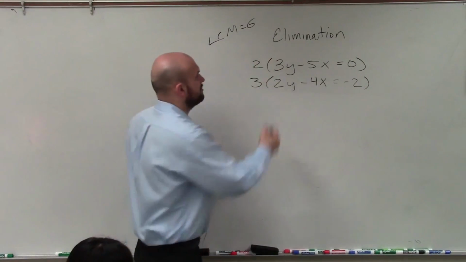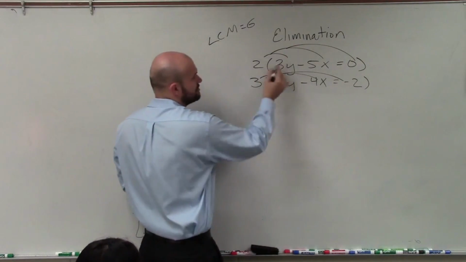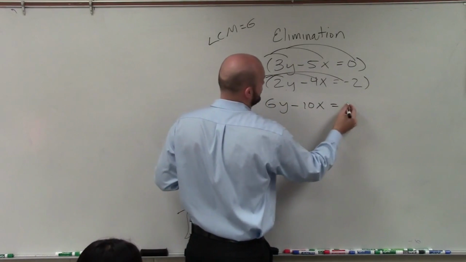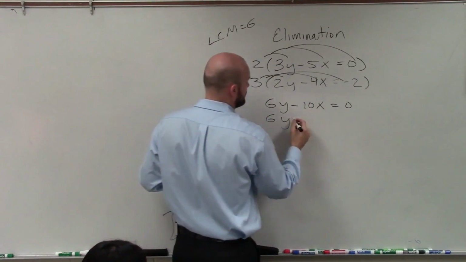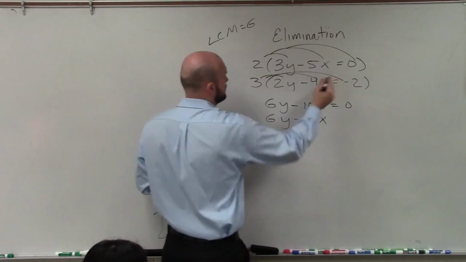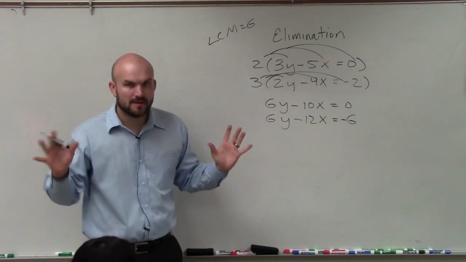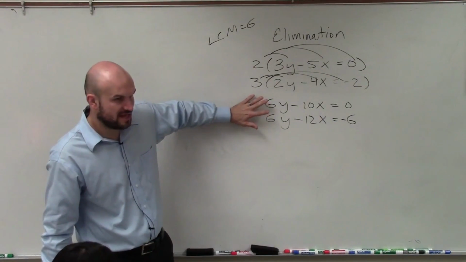OK, so now let's apply the distributive property to everything. 2 times 3y is 6y. Minus 10x equals 0. 6y, negative 12x equals negative 6. Does everybody see what I did? Yes. Now I have a system of equations where my coefficients are the same.